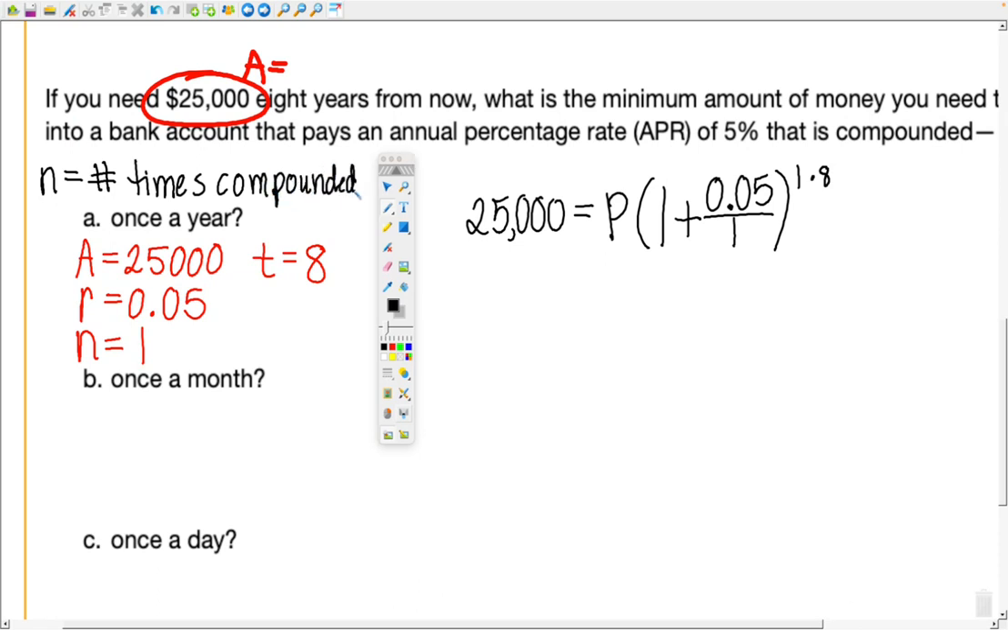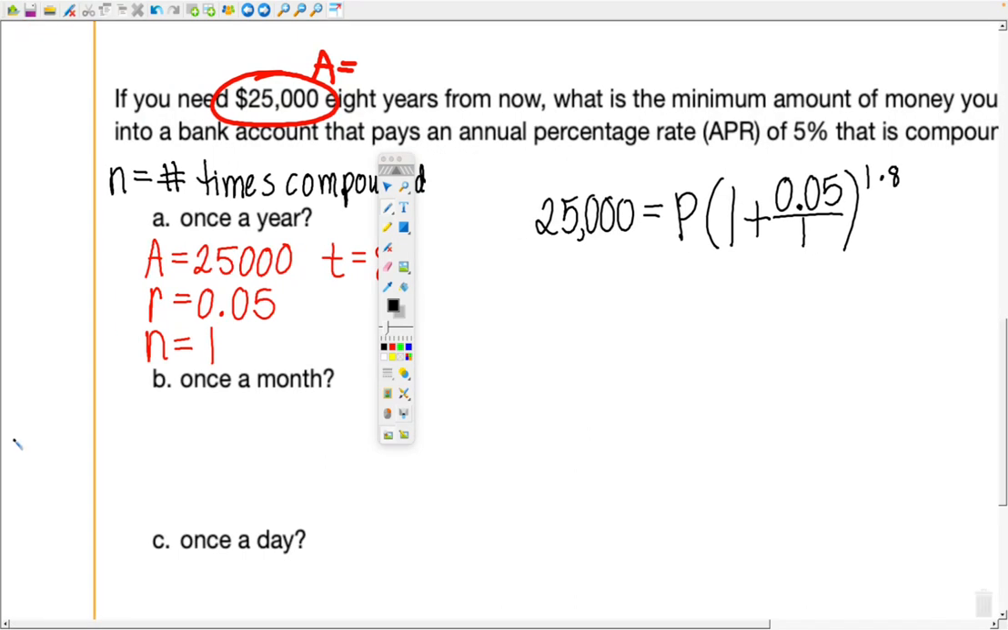So if the number of times compounded is annually, then that means it's 1. If the number of times is semi-annually, it's 2. Quarterly is 4. Monthly is 12, because you're just asking how many times in a year, okay? And of course, daily is 365, and I forgot weekly. 52. Put that on there.